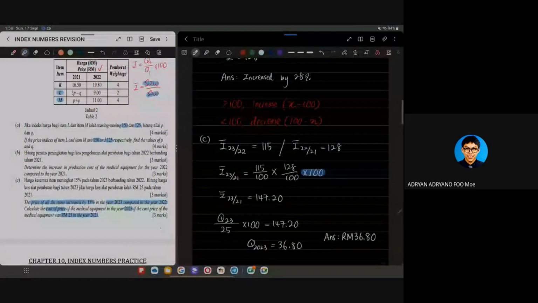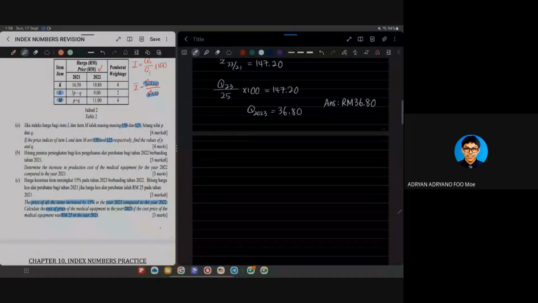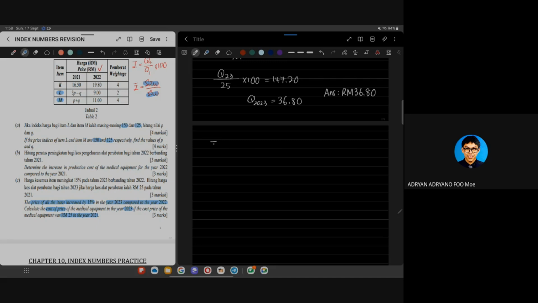Okay. So many students have a problem with this part here. Teacher, how do I get 115 over 100 and then 128 over 100? Okay, I'll derive it for you. Just now, composite 23 per 22 equals 115, right? How did we get this 115? Total of 2023 over total of 2022 times 100 equals 115. Correct, right? Because we find the index.